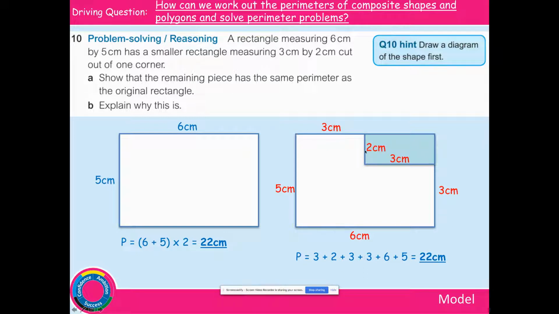If you think about it, if that line just slipped out to there and if that line just slipped up to there, we would have the same shape as our original rectangle.